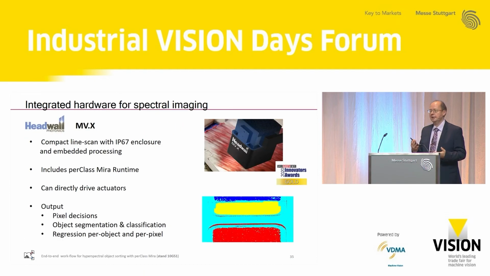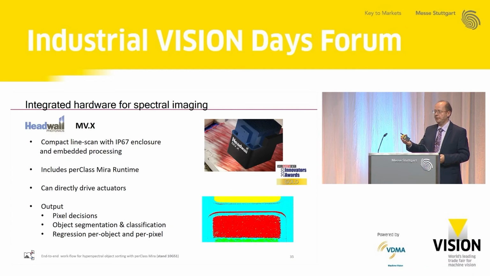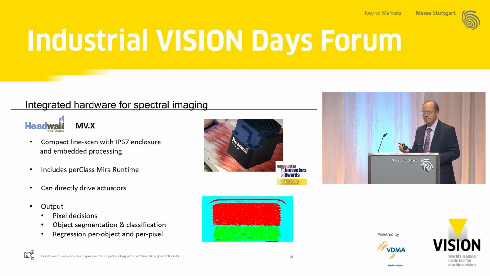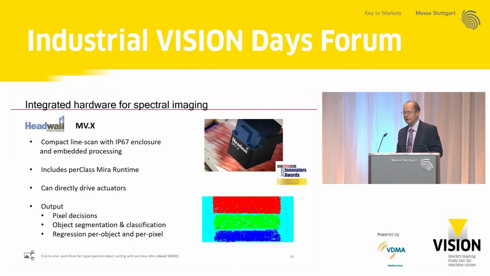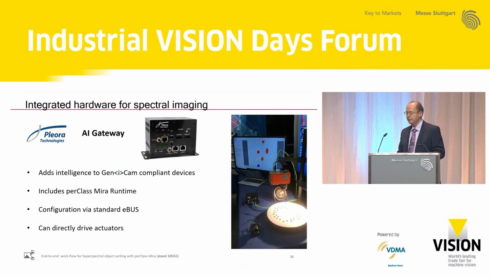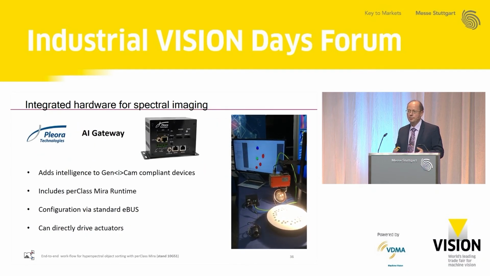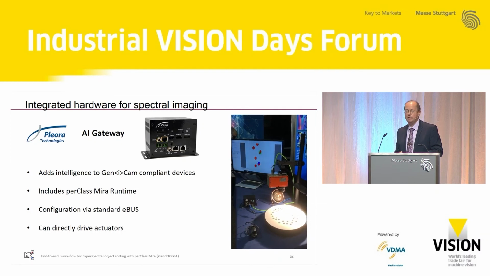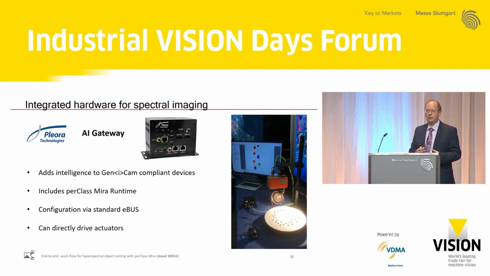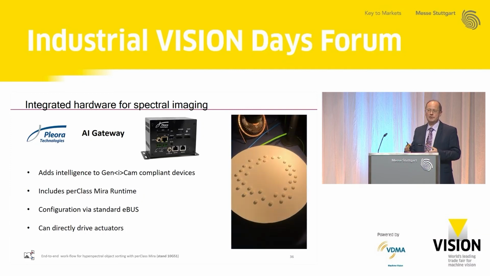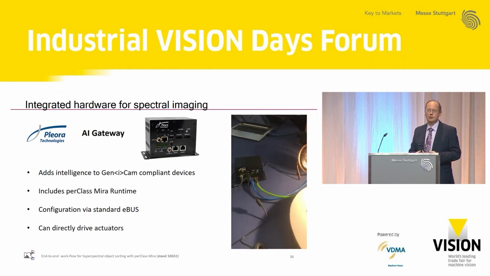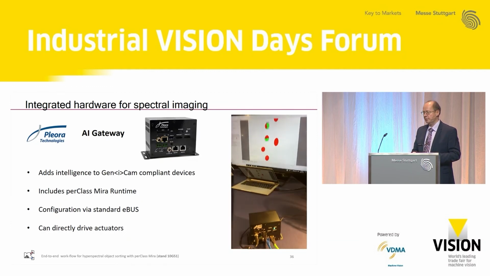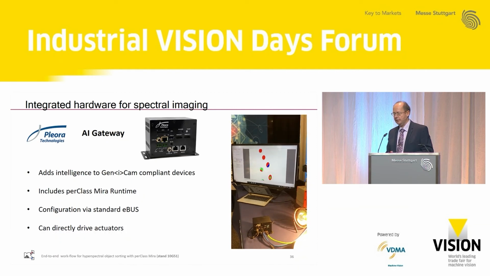You can currently already get some hardware integrated, again, like the MVX system from Headwall that is embedding the processing unit and perClass Mira runtime. So that gives you much faster integration. Another example and another way to approach deployment is with Pleura AI Gateway, so embedded computers where you can work with any Genicam compliant hardware, and you can also do customization and plugins, Python scripting on the unit itself that helps you to quickly customize the solution. Here we had an example with coating defects in pills.